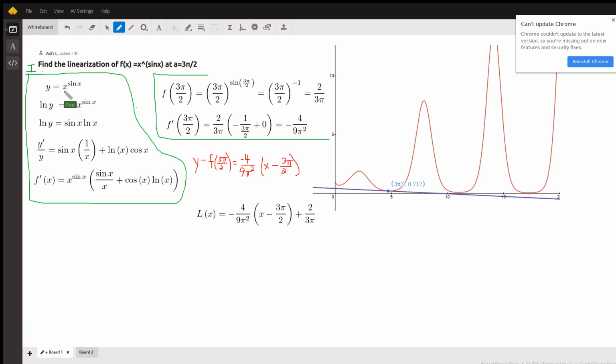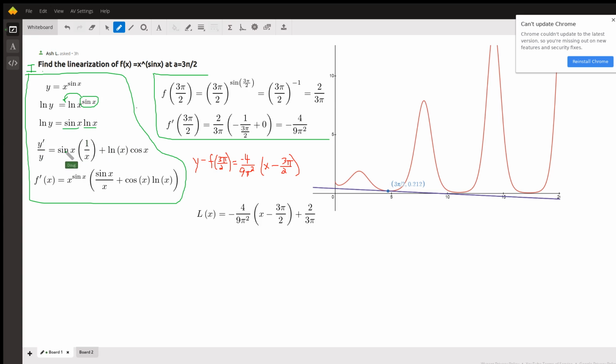When we've got something like this, x to the sine of x, what we have to do is take the natural log of both sides and then apply the power rule for logarithms and move this exponent down front, which is what I've done here. And then when we take the derivative of both sides, on the left we'll get y prime over y equals, and here we have to use the product rule.